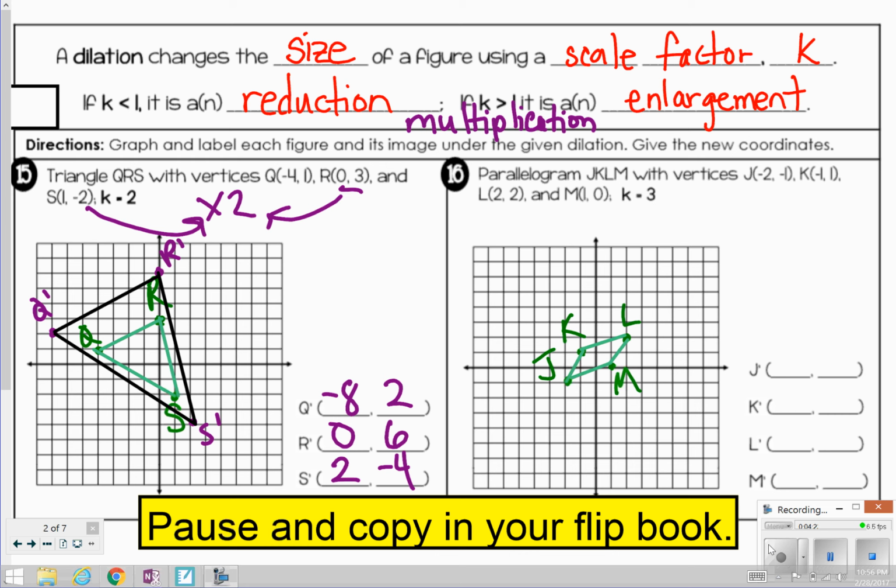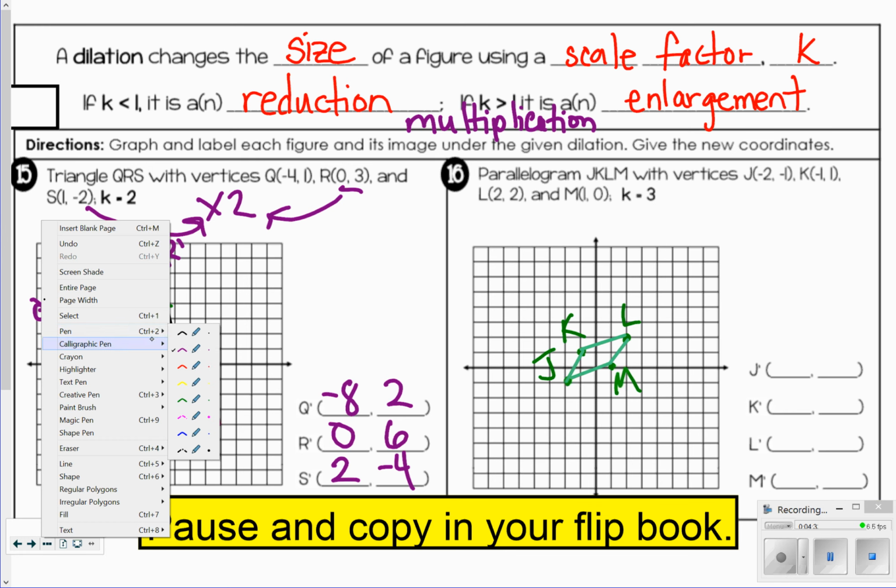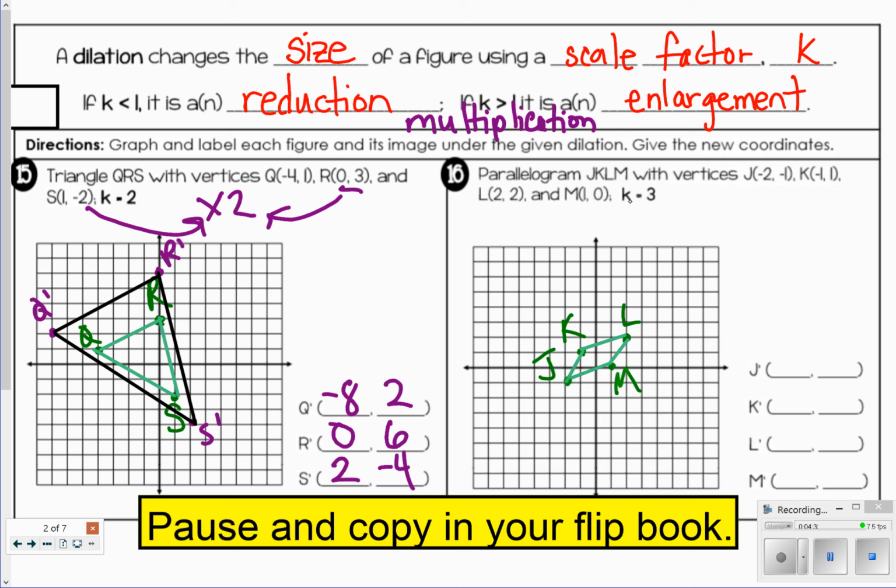We're looking at a parallelogram, J, K, L, and M, with those vertices, and it says that our scale factor this time is going to be 3. So that means, again, just like the other time, since it's larger than 1, we're going to multiply everything times 3. So I'm going to go ahead and do that. J times 3 is -6 and -3. And K times 3 is -3 and 3. L times 3 is 6 and 6. And then finally, M times 3 is 3 and 0.